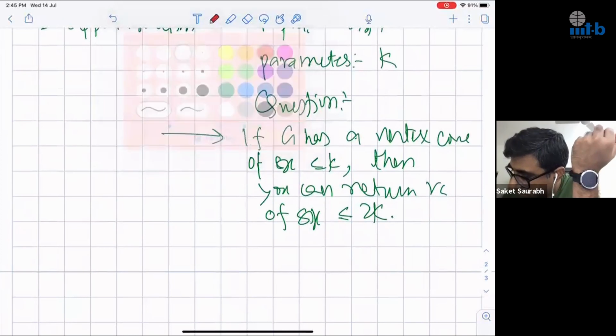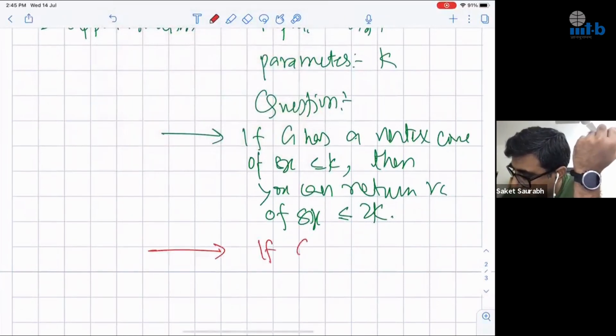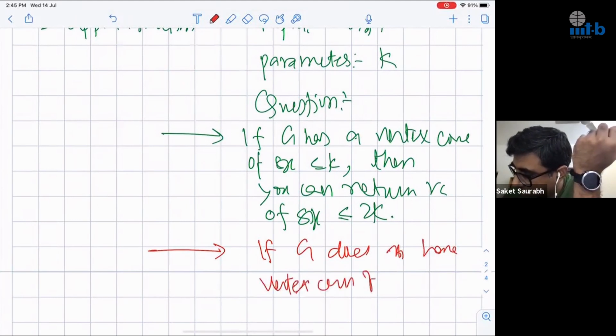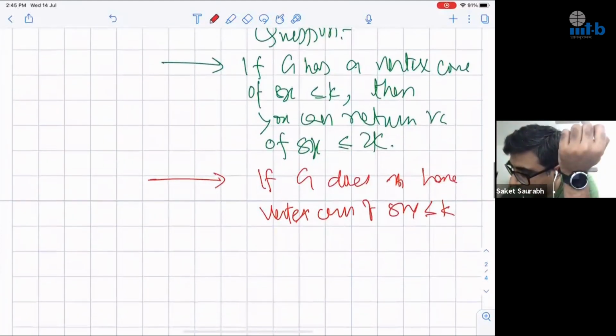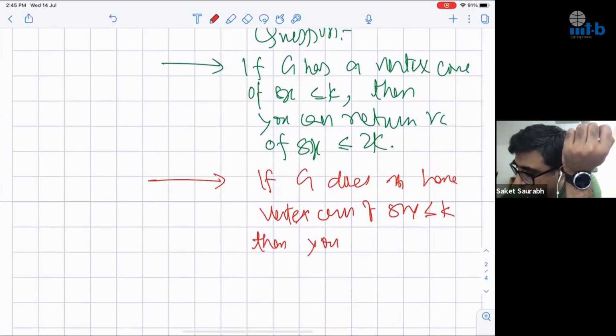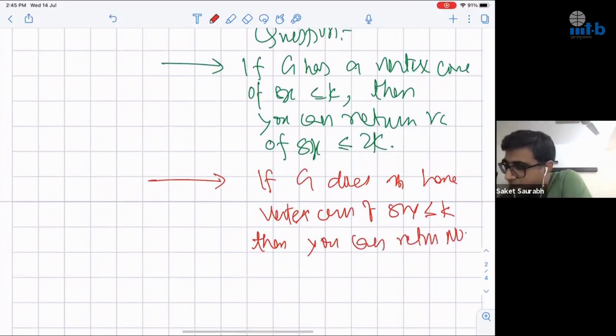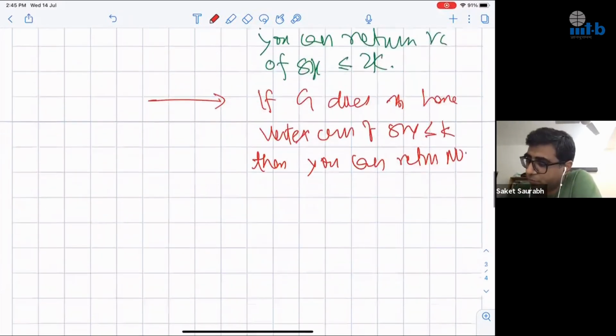Now, if G does not have a vertex cover of size at most k, then you can return no. Okay. So if you look at it pictorially, what is the meaning of this? Notice.